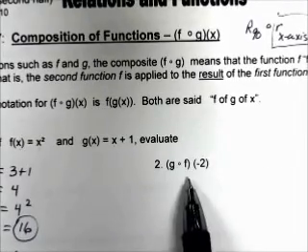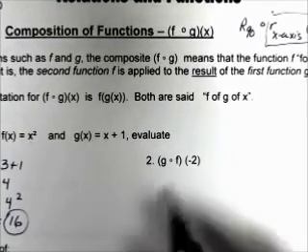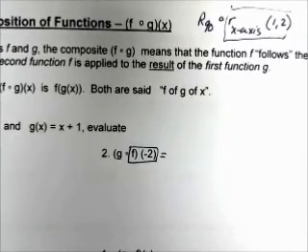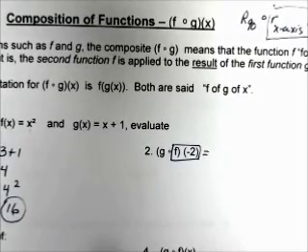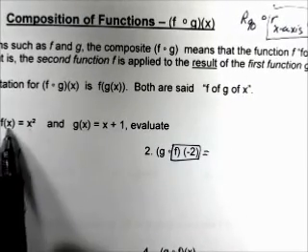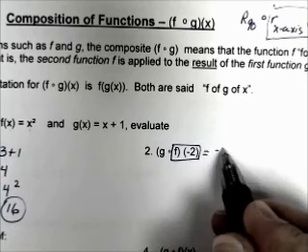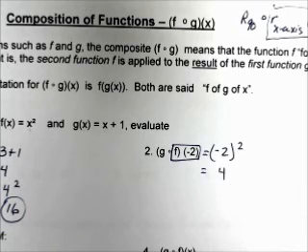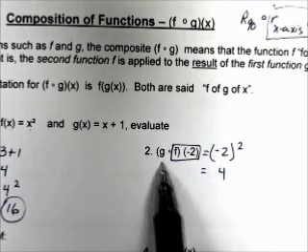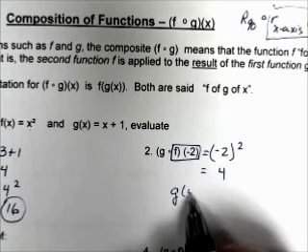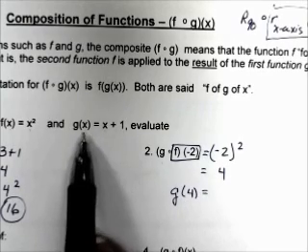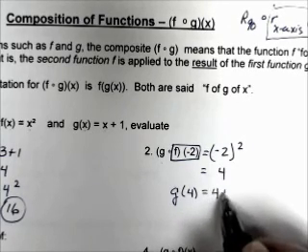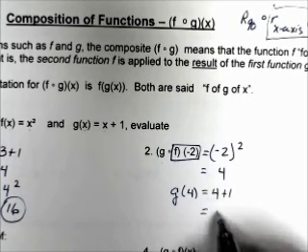Number 2, g of f of negative 2. We want f of negative 2 first. Looking at f of x, replacing our x's with negative 2, so we have negative 2 squared. Negative 2 squared is 4. Now g of 4. Going to g of x, replacing our x's with 4, so that's 4 plus 1. So g of 4 is equal to 5.